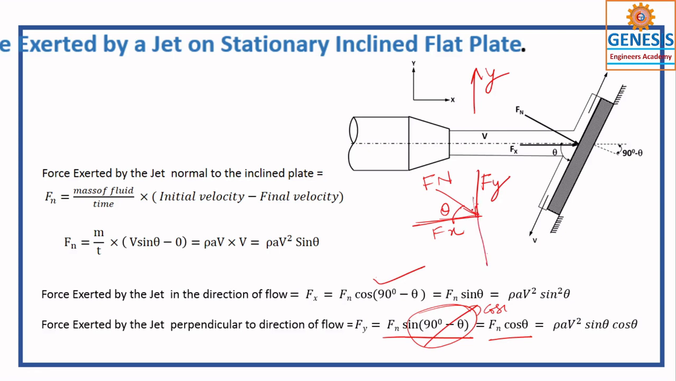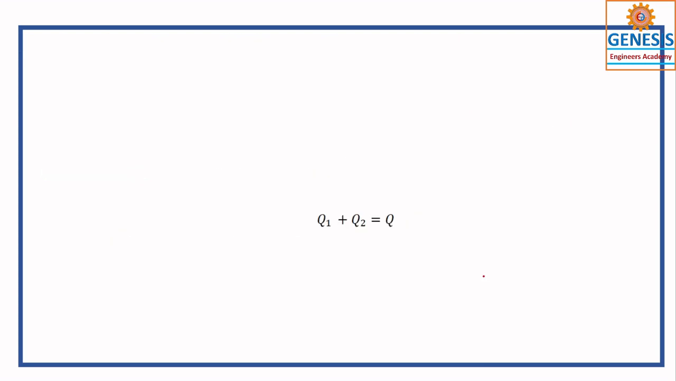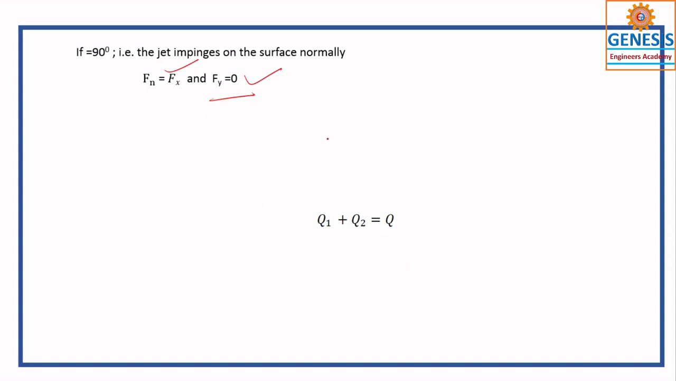I have to take this one. No. So you take this one and this one. So this is theta. This is 90 minus theta. Accordingly, you will get that. And if theta is equal to 90, Fn is equal to Fx, Fy is equal to 0. So these questions will appear in competitive examinations.